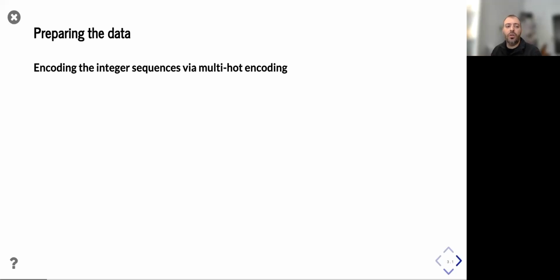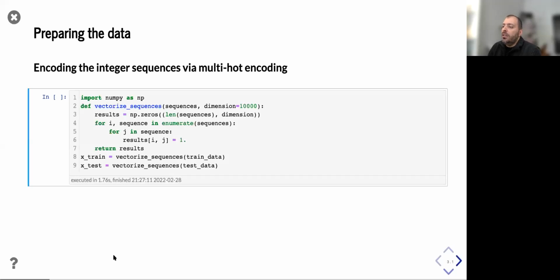Now there are two very common ways to do this. One is padding, which means that we define a fixed size. If there are more words than this size, we cut them out. If they are fewer, we pad with zeros. So this is one way. The other way would be what we will do actually right now, the multi-hot encoding. Now what this means is this thing.